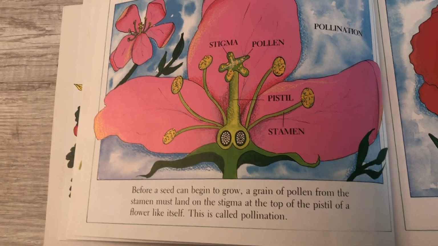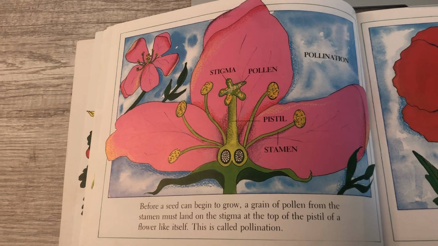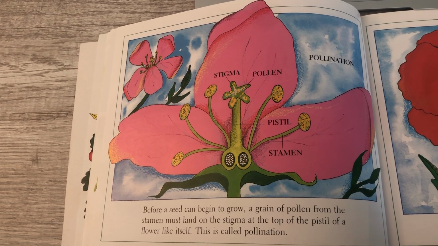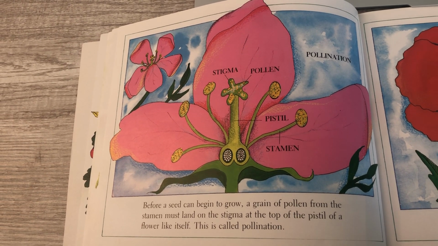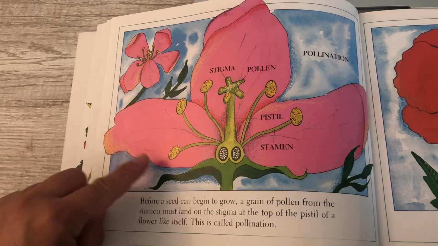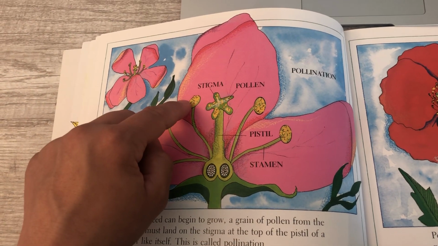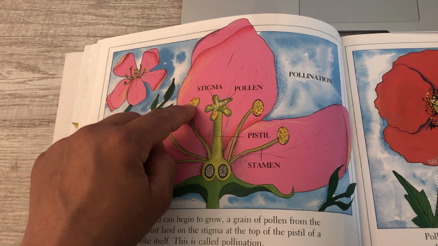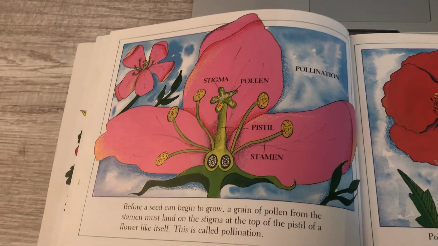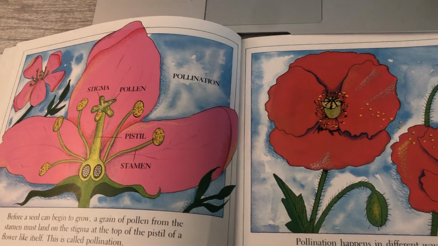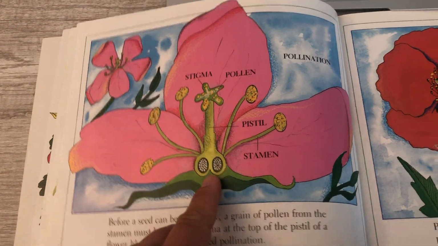Before a seed can begin to grow, a grain of pollen from the stamen must land on the stigma at the top of the pistil of the flower like itself. This is called pollination. So some of the pollen, which is on here, on the stamen, has to go onto the stigma. That's called pollination. And then it kind of sends a message down there for the seeds to be made.